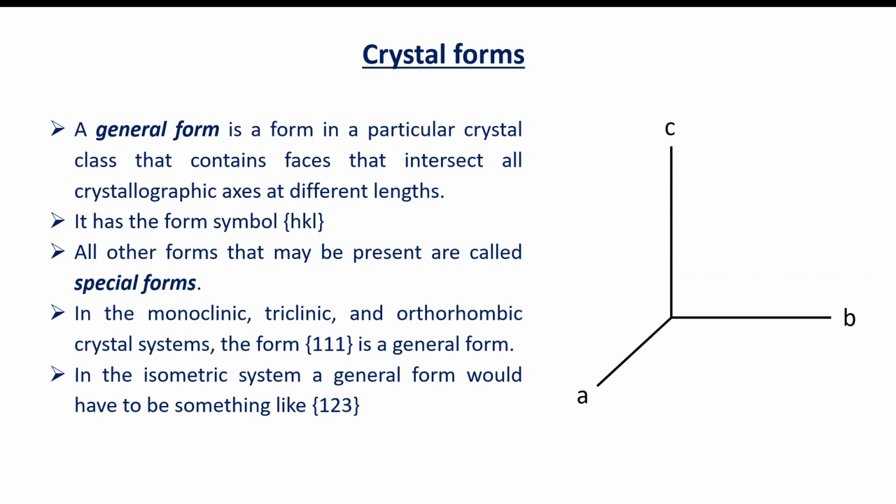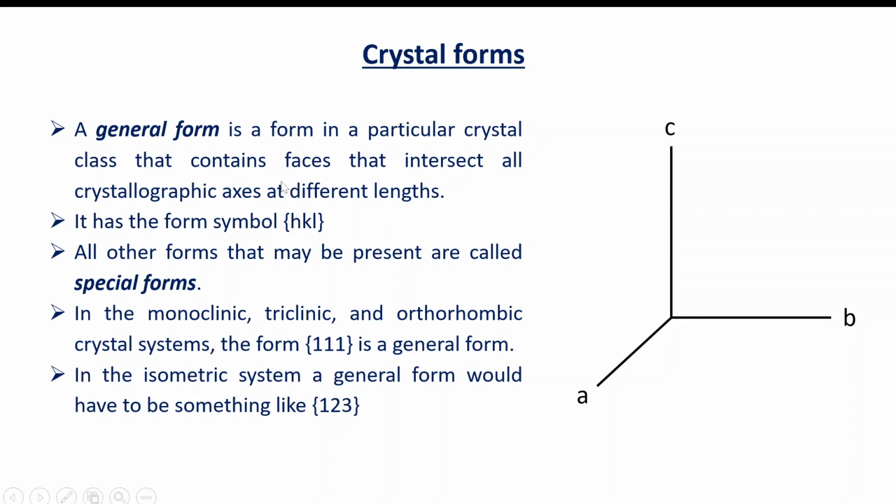So in the case of an isometric crystal, a face with Miller indices of 1, 2, 3 will become a general form. A face with Miller indices 1, 1, 1 will become a special form.